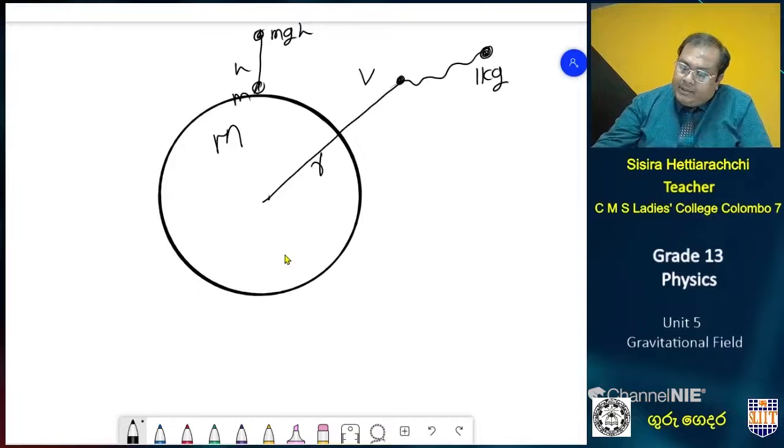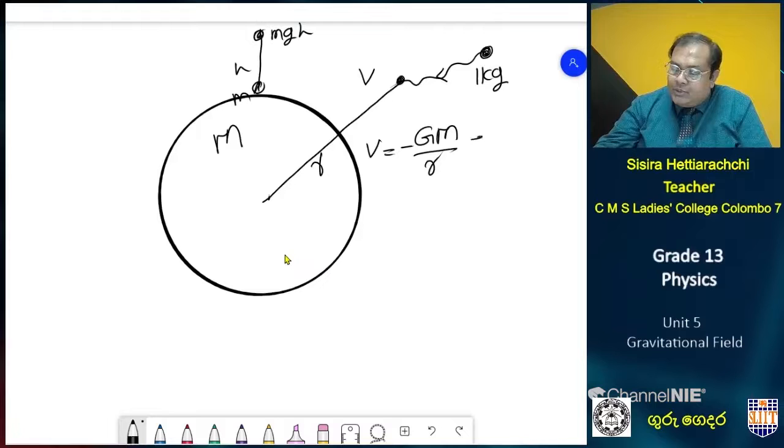Then the energy needed to bring 1 kilogram from infinity to the point considered is defined as potential. No need to know how to derive that equation. You should know only the equation. It's with a minus sign. Minus G capital M over R.